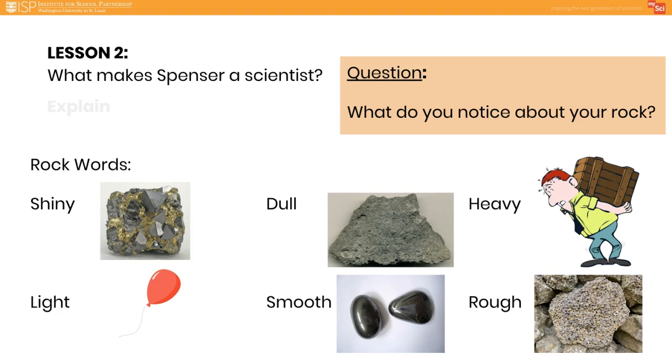In the Explain portion of this lesson, you'll ask students to apply certain words to their rock. You're going to ask them what do they notice about their rock, and you'll challenge them to describe properties of their rock. Words like shiny, light, dull, smooth, heavy, and rough are all words you can display on the board and have students fill out in their handout if they're ready for it. Don't worry about having students try to apply all of these words to their rock. Have them focus on the one word that best describes their rock.